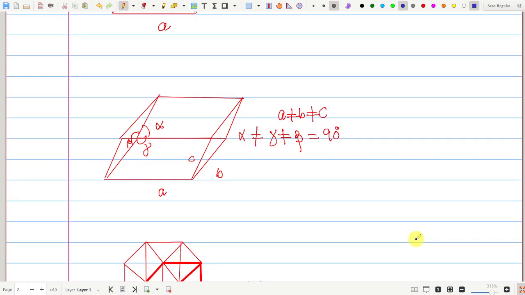Okay, then the last, the most unequal, the most asymmetric one. It's called the triclinic. Here, none of the angles are equal, none of the sides are equal. It has no equality, neither in angles nor in the sides.